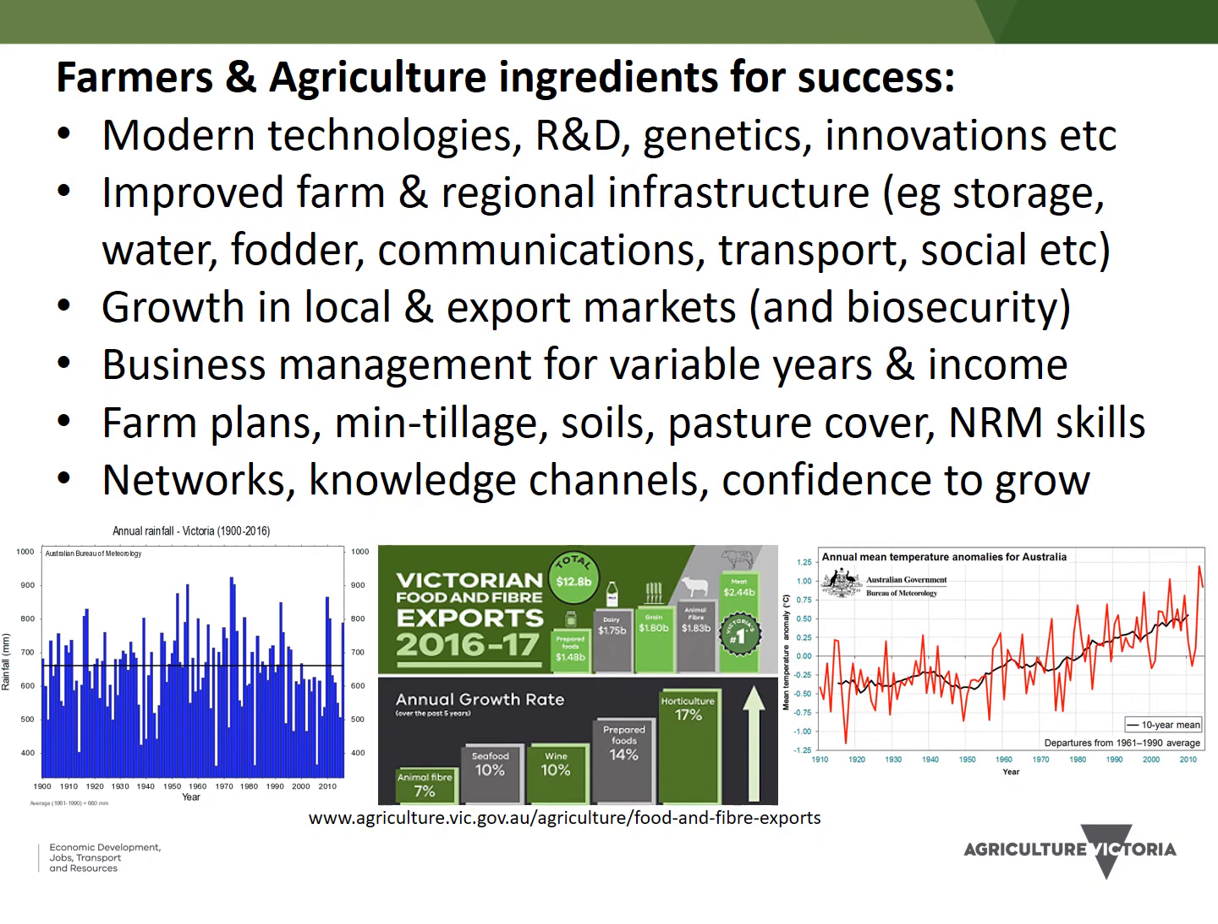So in terms of tackling variability and change, here's a list of some of the key ingredients for successful agriculture. I guess we're going to need a constant flow of new technologies and R&D, genetics and innovations to get better at what we do. Also improved infrastructure both on farms and regionally, and things like water and fodder storage, communications, logistics, transport, and social infrastructure. So we've got what we need to be well set up for the future. Also, growth in markets is a good thing, and it's critical to maintain our competitiveness, but as an exporting nation, making sure we've got our biosecurity top notch to keep those markets open is going to be really important, and we've got to be careful not to take any shortcuts when times do get tough.